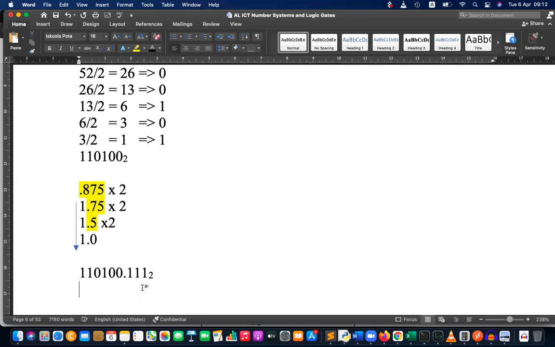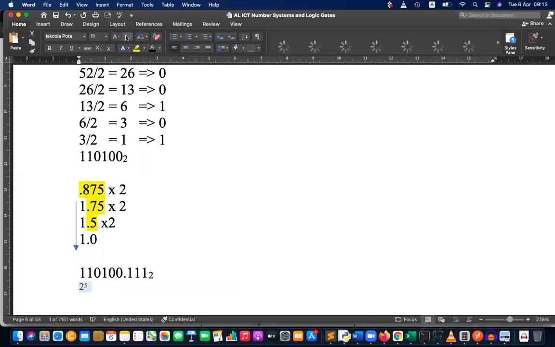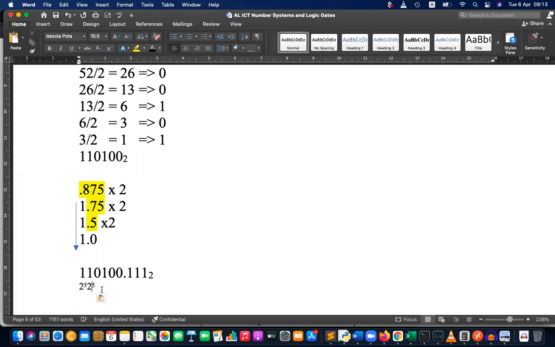But let's deconvert. You know the positional values now. So this is 2 to the power 0, 1, 2, 3, 4, 5. Yeah, 2 to the power 5. So let's write the values, and reduce the size to make it easy. 2 to the power 5, then 2 to the power 4, then 2 to the power 3, 2 to the power 2, 2 to the power 1 and 2 to the power 0.